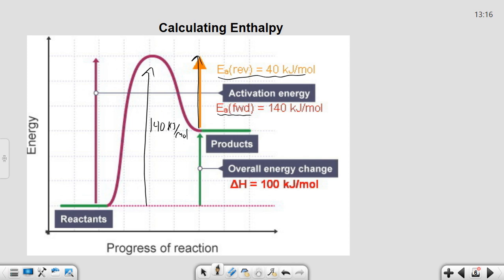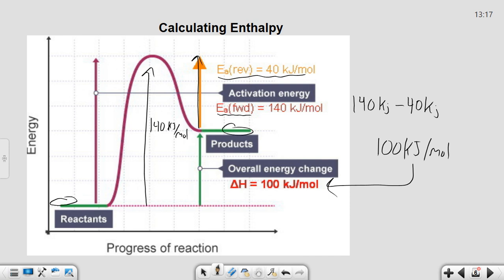So energy of the products, the total energy taken up here, I've got 100. Where are my products at? Well, I can say I used 140 kilojoules minus 40 kilojoules. So 100 kilojoules per mole is my overall energy change. Sometimes they'll just tell you what energy level these things are at, and you can use that.